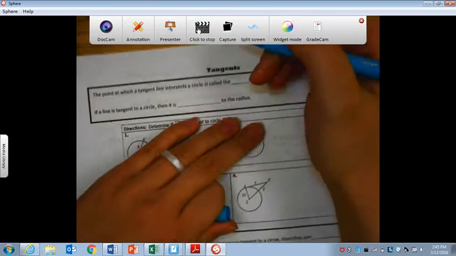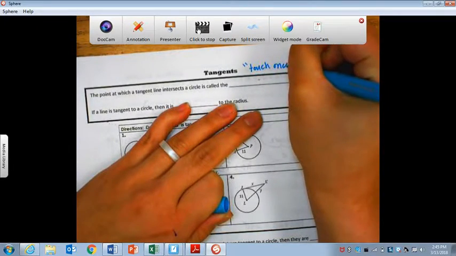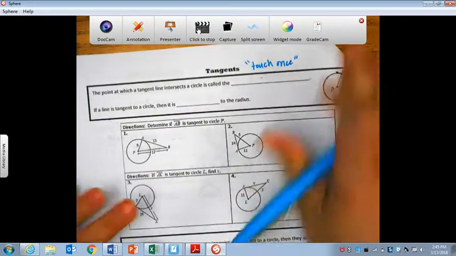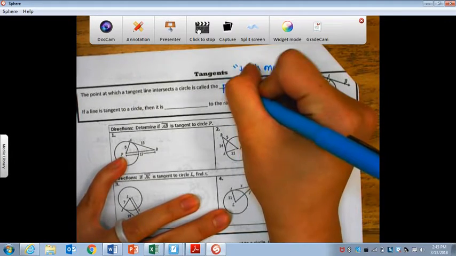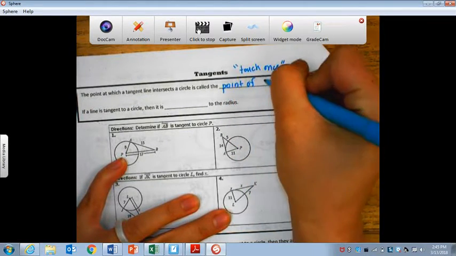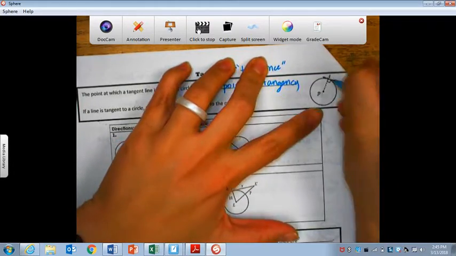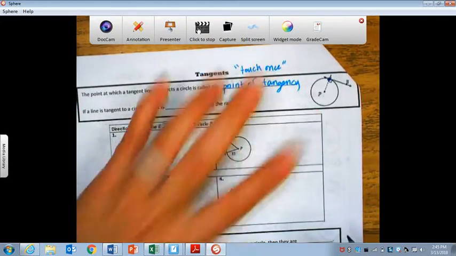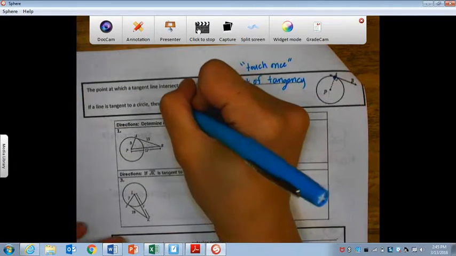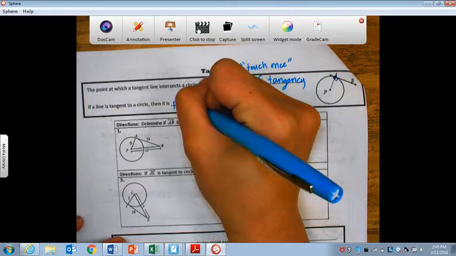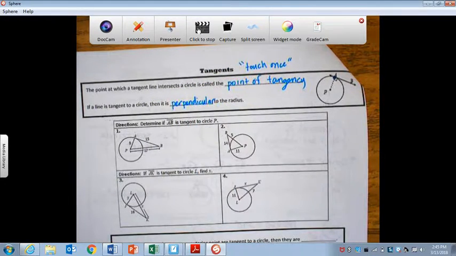Okay, tangent, remember, touch once. Tangent, touch once. Keep saying that so you remember it. The point at which a tangent line intersects a circle is called the point of tangency. Okay? And that's A right here. Okay? If a line is tangent to a circle, then it is perpendicular and makes a 90 degree angle with the radius. Okay? So let's do a couple of problems.